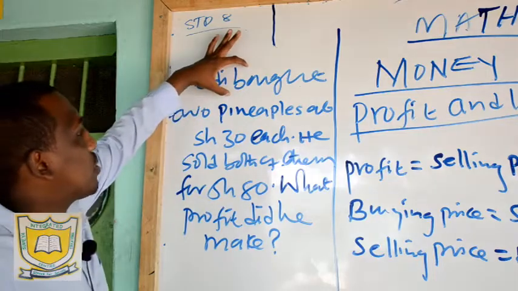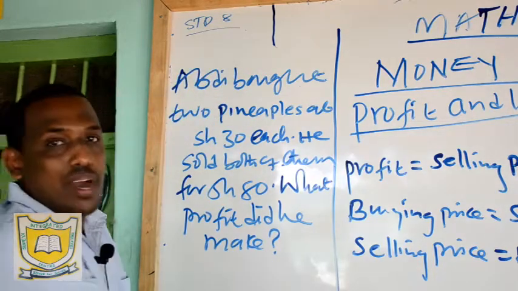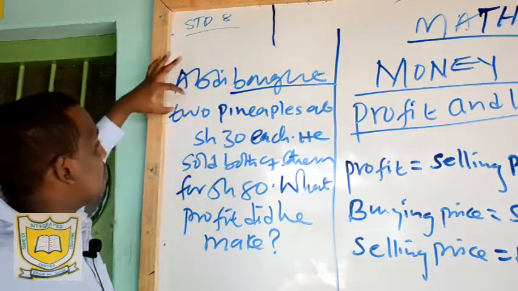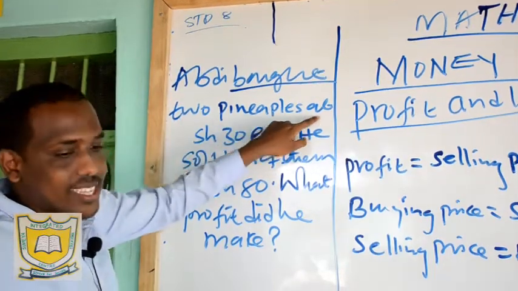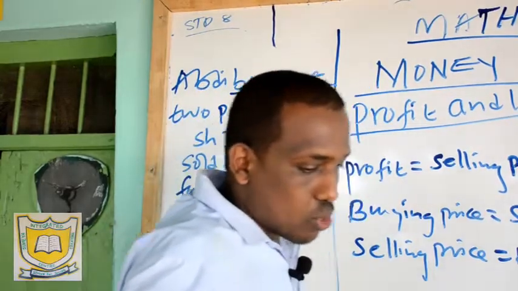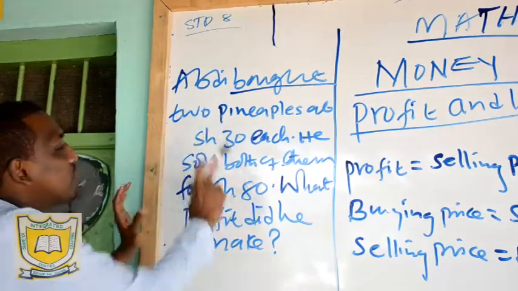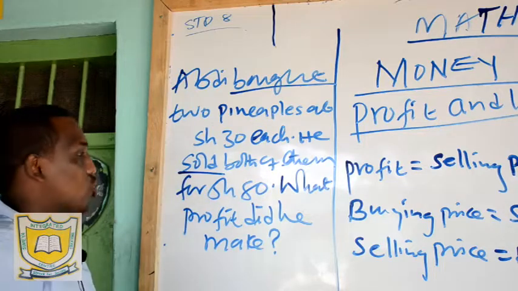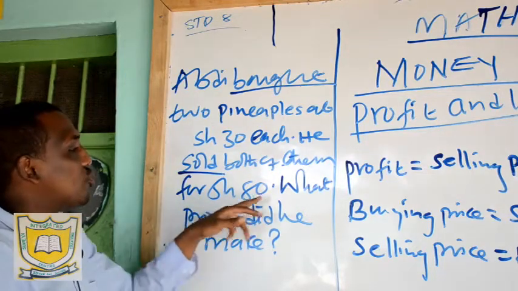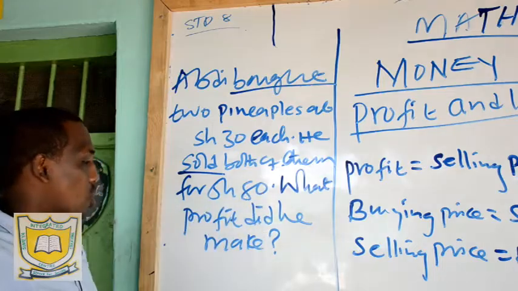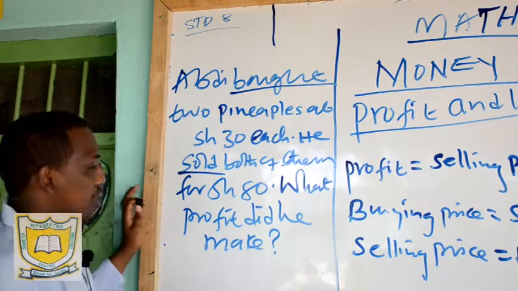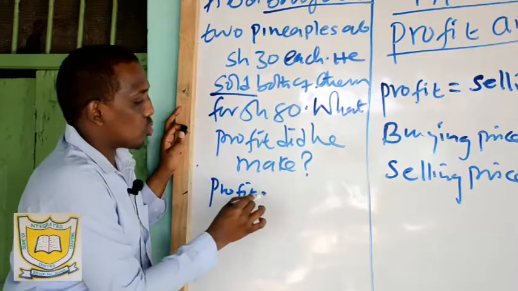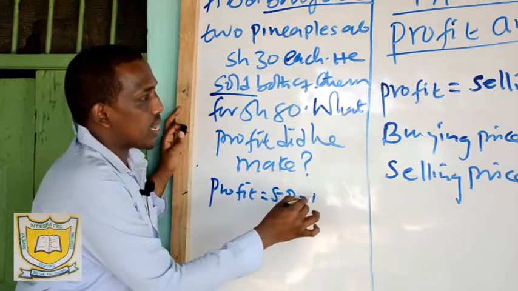Abdi bought. Bought is the past tense of buy. So this is the buying. Abdi bought 2 pineapples at shillings 30 each. He sold. Sold is the past tense of sell. So it's the selling price. He sold them for shillings 80. What profit did he make? Remember, how do we get the profit now? The formula was profit is equal to selling price minus buying price.